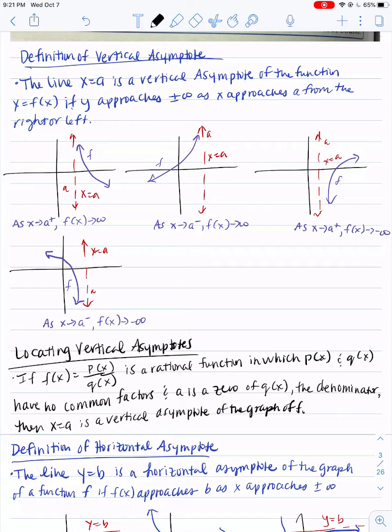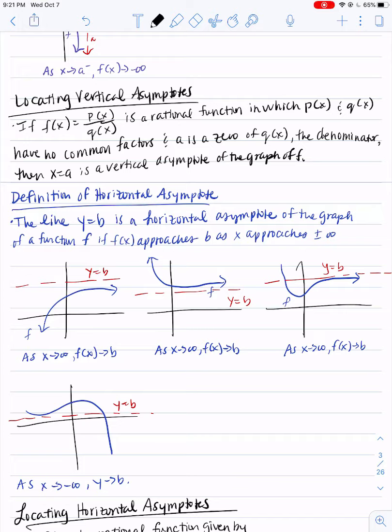So basically, here are different pictures of the different ways we could draw graphs having vertical asymptotes. Our graphs are going to approach the asymptotes as they go without bound from the right or left, but they're not going to cross them. So x equals a is like the wall that the graph doesn't cross. It just gets closer and closer to it, but never crosses it, as y approaches positive or negative infinity.